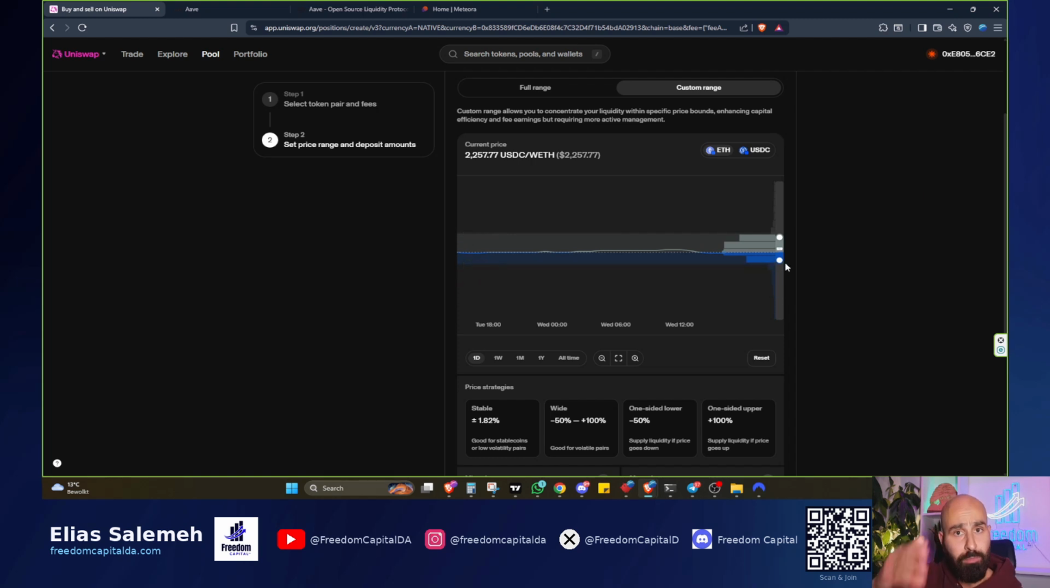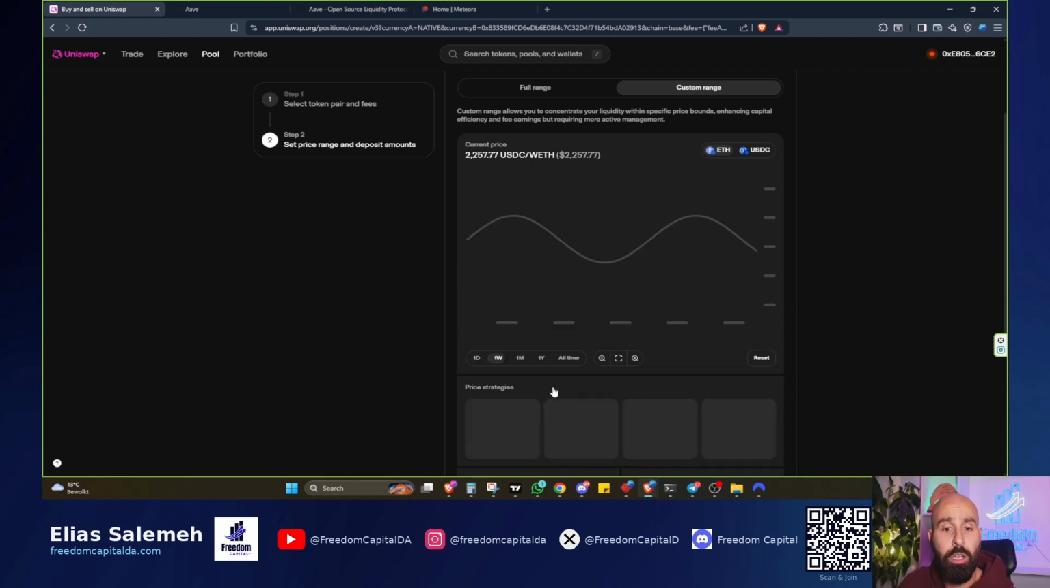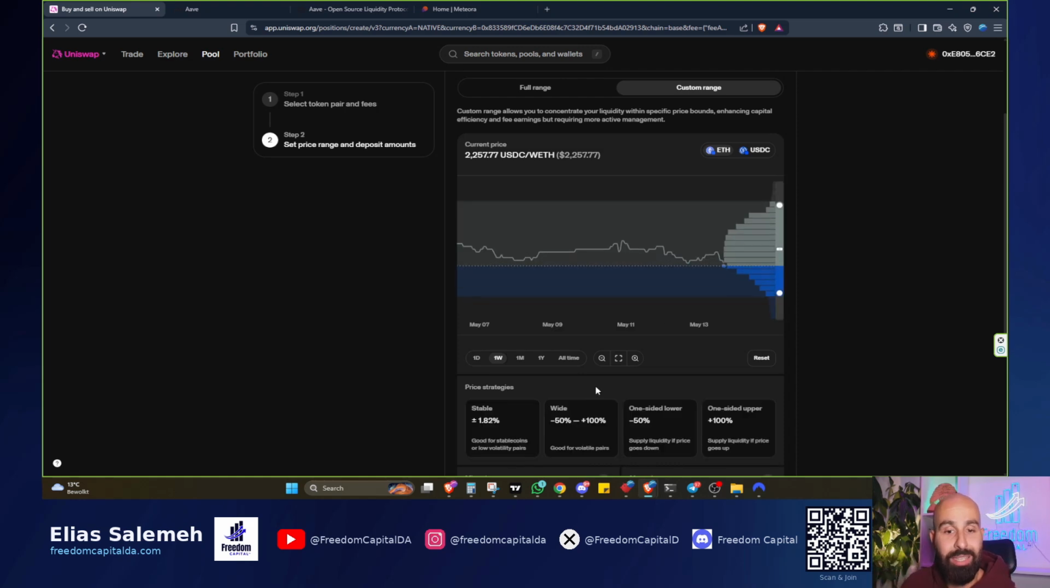And while Ethereum is just chopping sideways in that specific range, I will be putting all my liquidity and all my deposited tokens to work, and then they will be used by traders. And the more they use them, the more fee I collect. But obviously, choosing a custom range requires a more active approach.